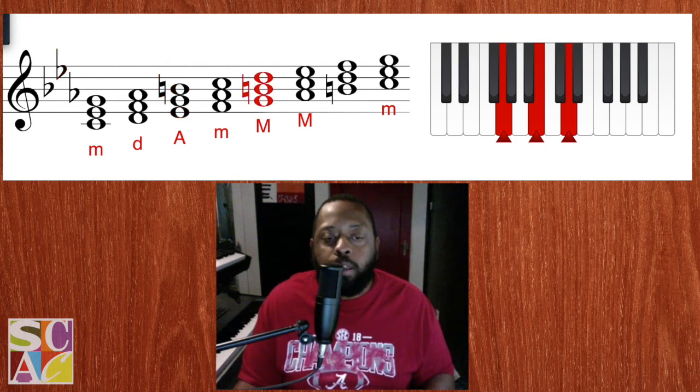Now let's look at the next altered triad. This is a G major triad. From G to B natural is a major third, and from G to D is the perfect fifth, thus naming this a G major triad. Let's listen.